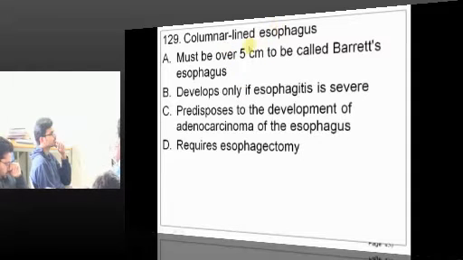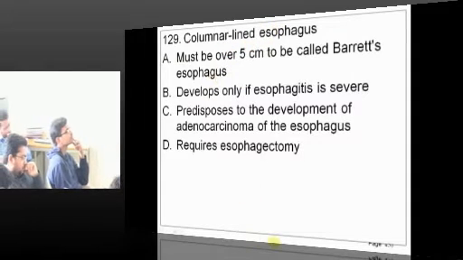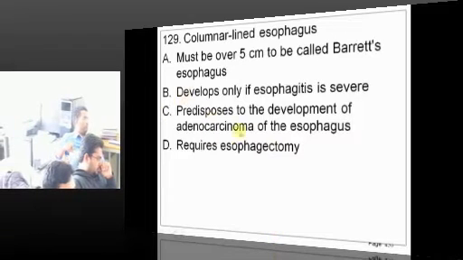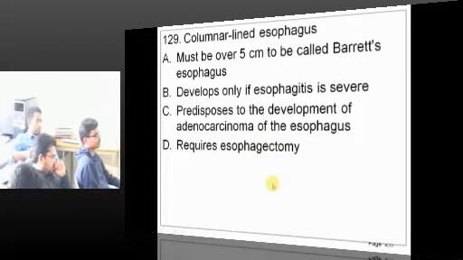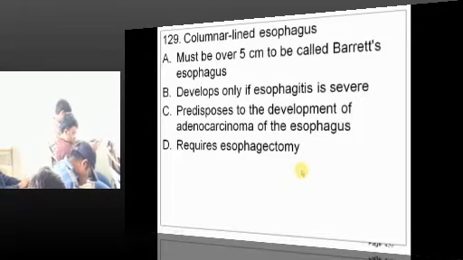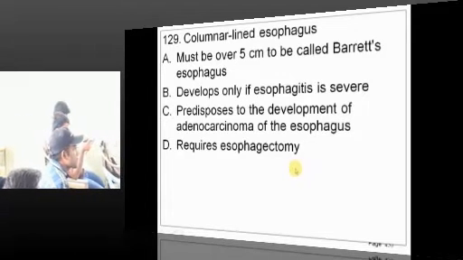Columnar cell lined esophagus, what is your answer, doctor? C. You thought it was A? No. Very good. Adenocarcinoma of esophagus. There can be short Barrett's. It is not 5 centimeters. Even 3 centimeters can be short Barrett's, and there is also long Barrett's.